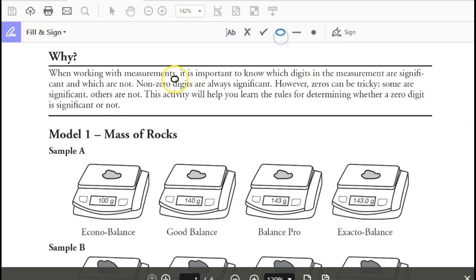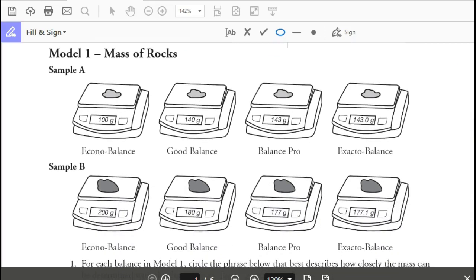That's probably important, so that's something I should probably highlight. So non-zeros are always significant. They always count. However, zeros can be tricky. Some are significant, others are not. This activity will help you learn the rules for determining whether a zero digit is significant or not. So if it's just a regular number, 1, 2, 3, 4, 5, 6, 7, those are always significant, but zeros are sometimes significant, sometimes not.